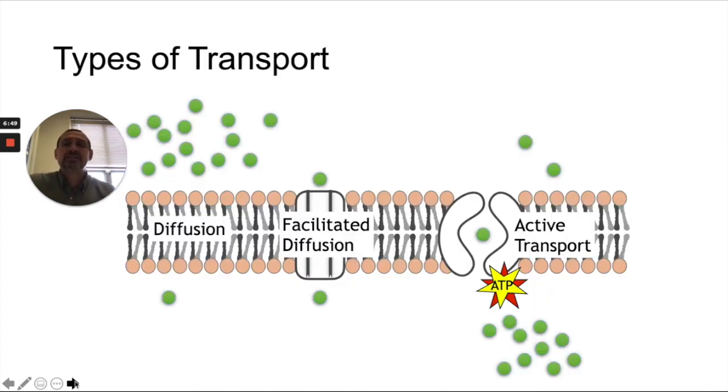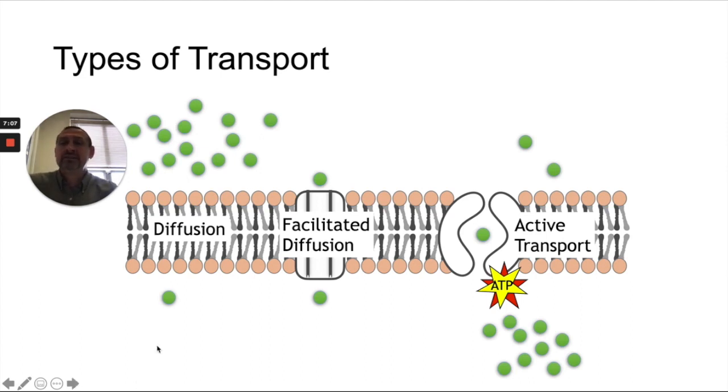There are three major types of transport across the cell membrane: diffusion, facilitated diffusion, and active transport. Diffusion and facilitated diffusion require no energy, so that's considered passive transport. Active transport does require energy, so it's considered active.